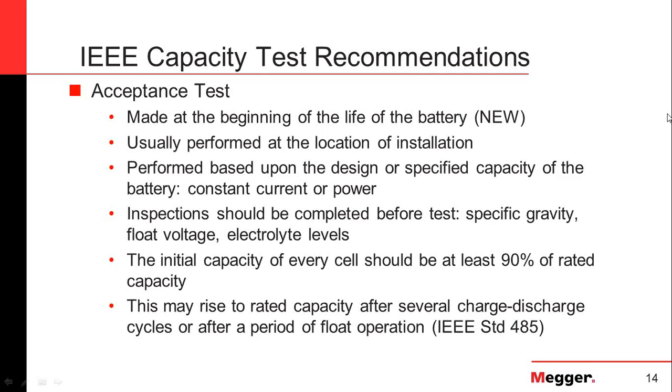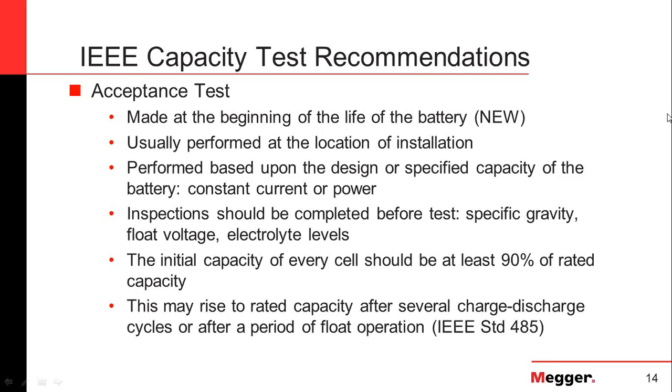This test is usually done on a constant current, although you can use constant power as well. It's just generally easier for whatever instruments you're using to do a constant current, so people tend to gravitate towards that. There are some tests that you're typically going to do with all of these. Really, you're going to monitor your voltages, your electrolyte levels, and specific gravity prior to doing any sort of test. This test is going to be considered successful if every cell is at least 90% of what the manufacturer designed its capacity to be.